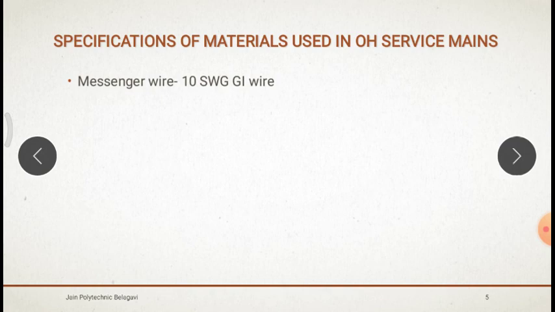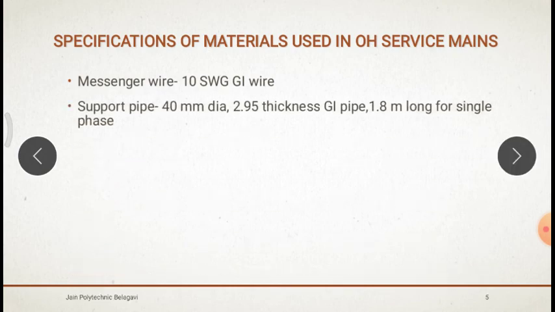First, the messenger wire, that topmost wire, is a 10 SWG wire. SWG means standard wire gauge, SWG GI wire, galvanized iron wire. Next, we'll be using the support pipe. Support pipe is of how much? 40 mm diameter, 2.95 mm thickness and 1.8 meter long for the single phase.